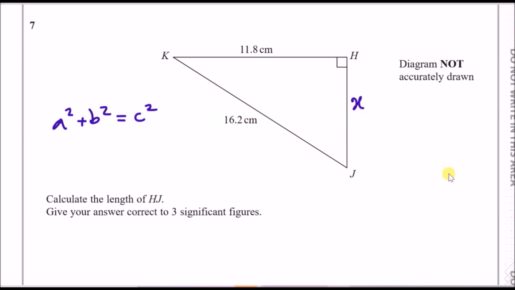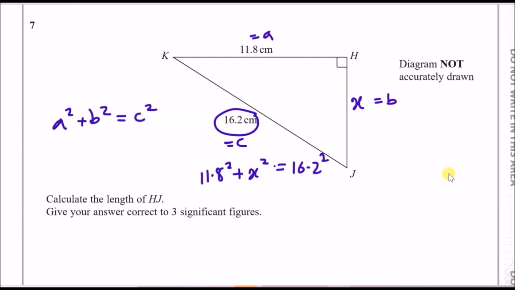In this case, the only hypotenuse is 16.2. So that's going to be our c. This means that a and b could be anything. So a could be this one and b could be the other side. Now, putting this into the formula, a squared plus b squared is essentially 11.8 squared plus x squared, which must equal 16.2 squared. And this is straightforward now.